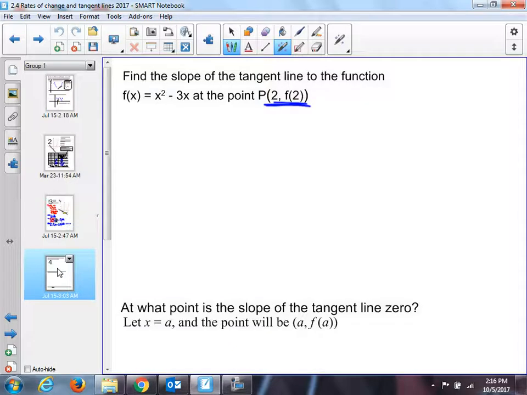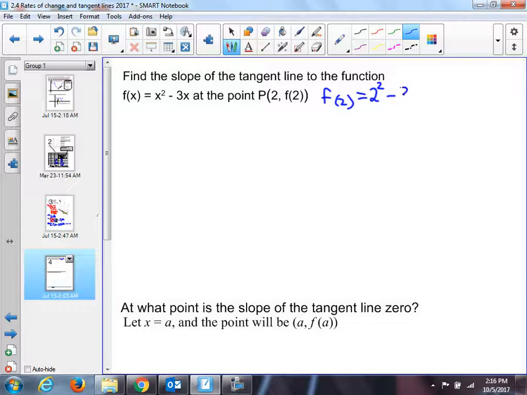This is a quadratic, at the point 2 comma f of 2. Now, right off the bat, I see something that I need to do. I want a number for each. I've got 2 for the x value. I don't have the y value worked out. So I think we should figure out what f of 2 is right away. x squared minus 3x is what I'll put in. So, 2 squared minus 3 times 2, so 4 minus 6, comes out to be -2, right?